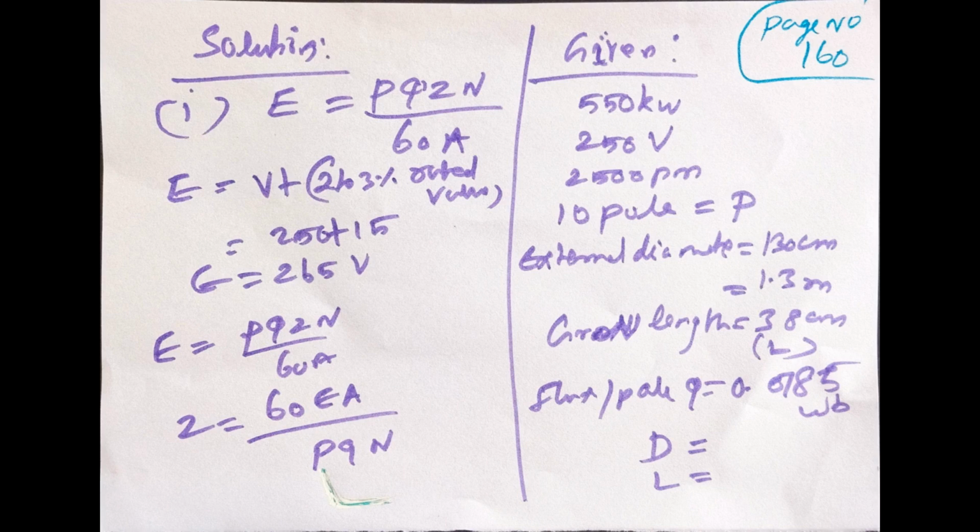Given values: 550 kilowatts, 250 volts, 250 RPM, 10 pole, external diameter 130 centimeter, that is 1.3 meter, gross length 38 centimeter, that is L, flux per pole is 0.0785 Weber. E is equal to P phi Z divided by 60A. From this formula we obtain the Z value, conductors Z is equal to 60 EA divided by P phi N.